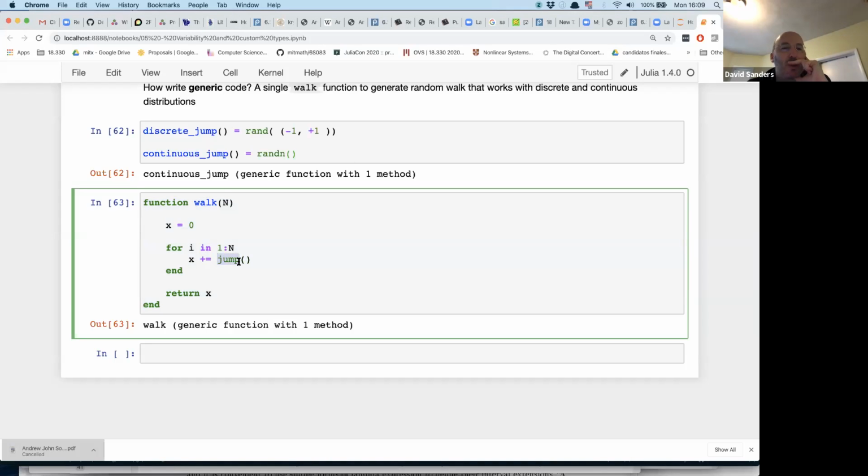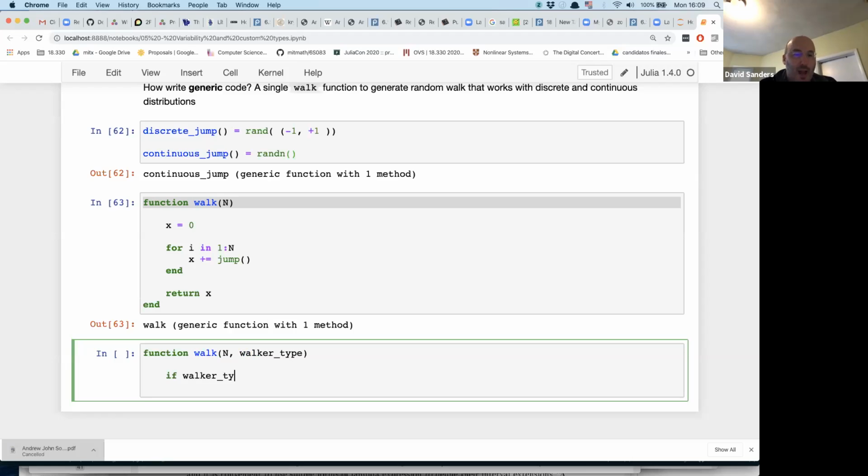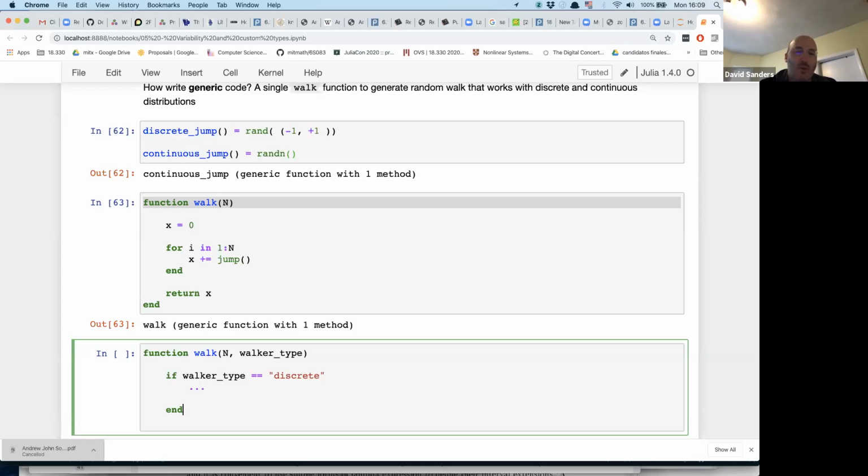So basically all that's different about them is this jump function, right? And I want to tell it which one of these I want to use. Yeah, somebody said, put jump as an argument to the function. So one of the things you could do was just use an if. You could say, I want function walk and then a walker type, and then if walker type is equal to the string discrete, then blah, blah, blah, right? This is what you would do in many languages. This is a really terrible idea, so don't do it.